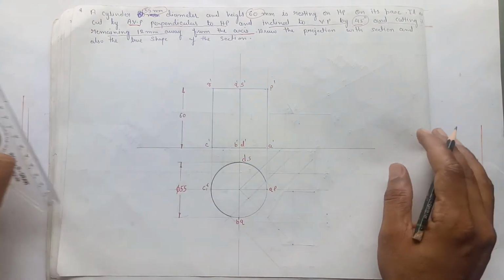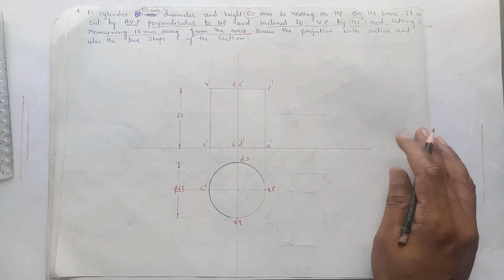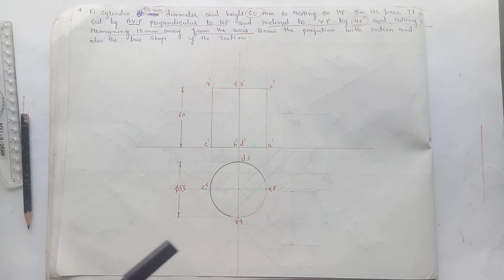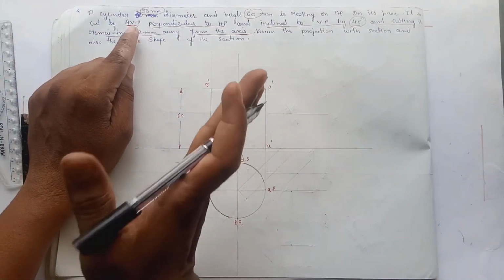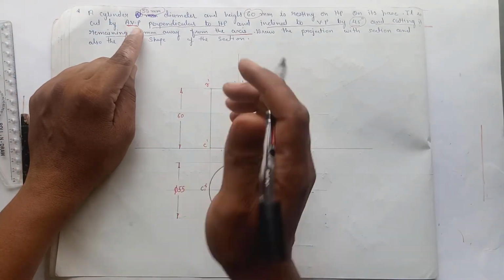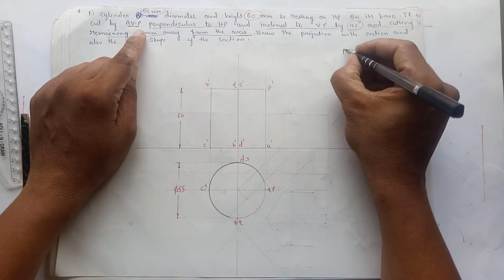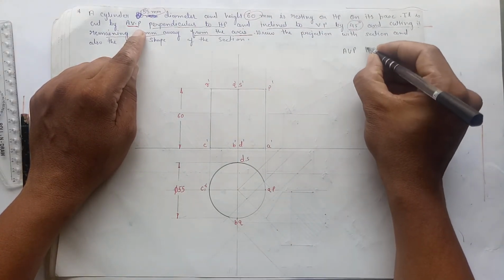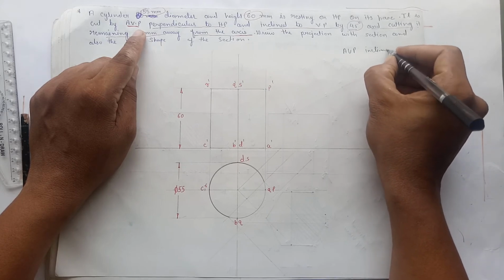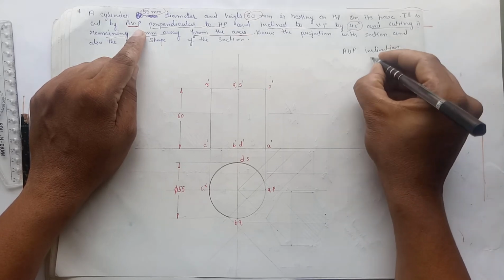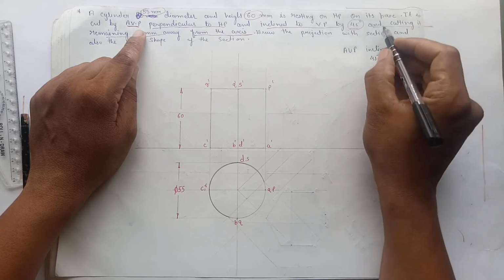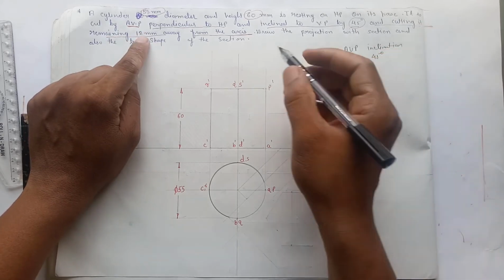Now let us show the cutting plane. So it is cut by AVP. If it is AVP, we have to show the AVP in the plan, perpendicular to HP, inclined at 45 degrees, and cutting it remaining 12 mm away from the axis.